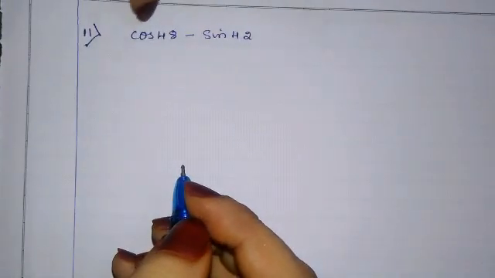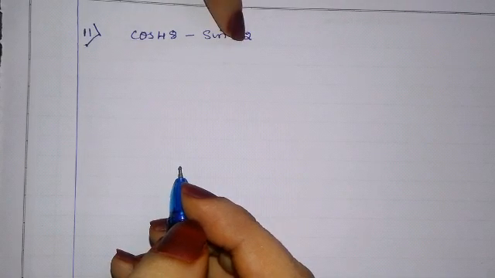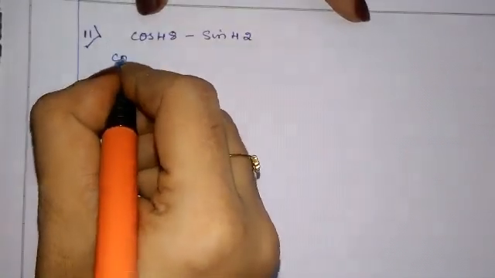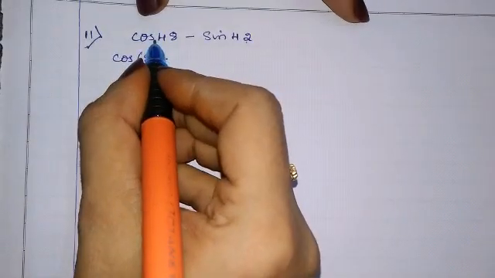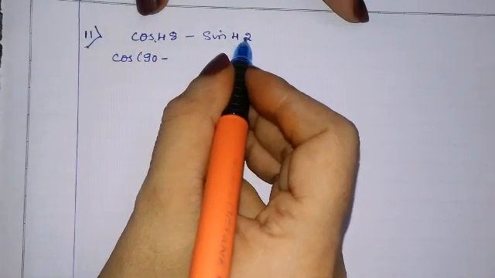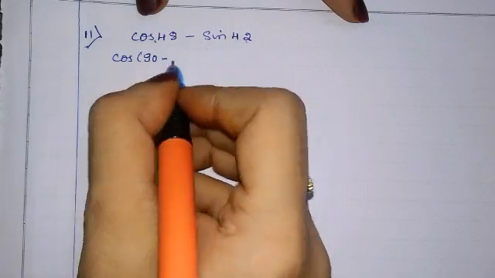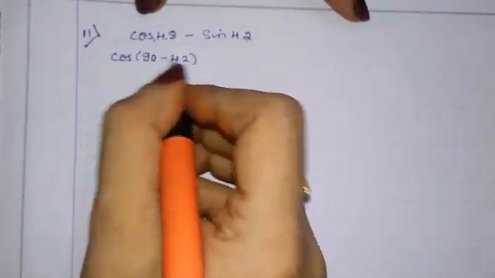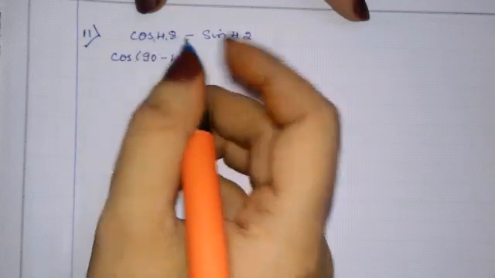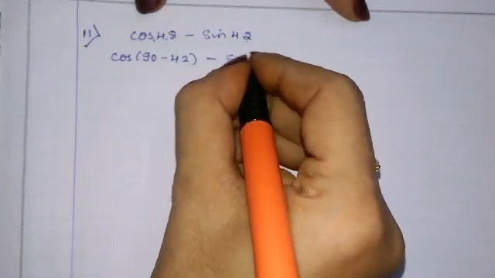Any one we should change. Okay, first one I'll change. The second one I'll keep as it is. Cos of 90 minus this number we should take, because we are changing this, right? So we have to take this number, because if we do 90 minus 42, we'll get 48. So cos 48 is cos of 90 minus 42, and minus sin 42 as it is.